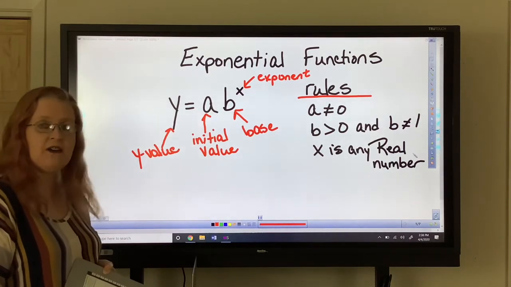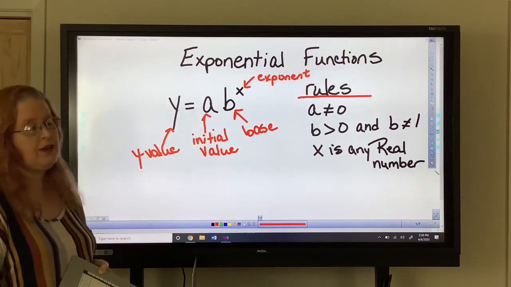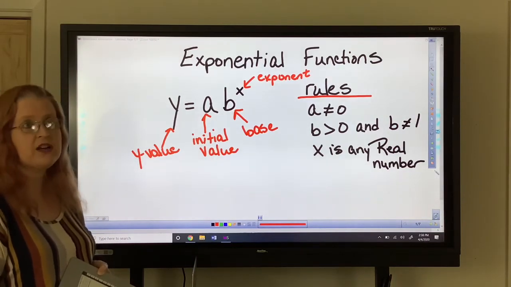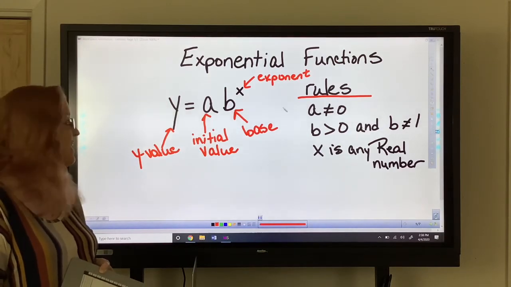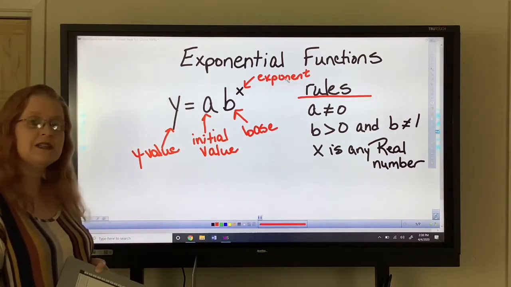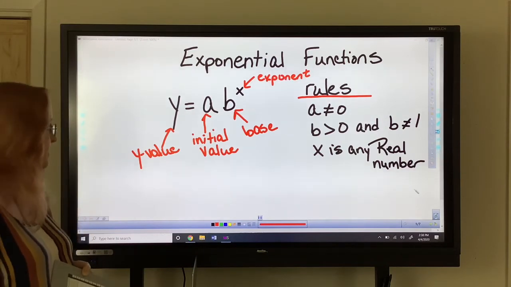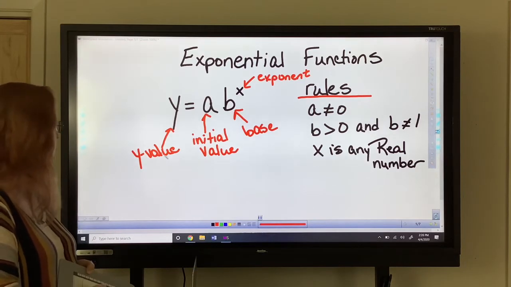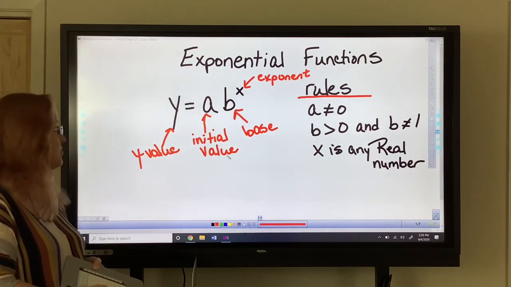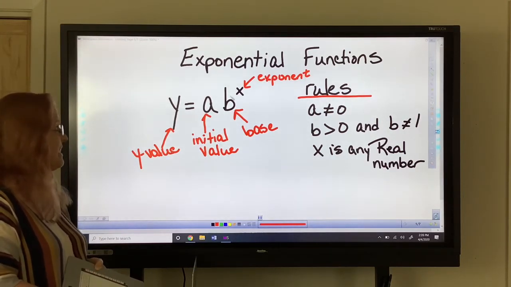And then your x value can be any real number. It can be a decimal, it can be a fraction, it can be positive or negative. It doesn't matter what your x value is. It can just be any real number. Okay? So those are the basics. Just y is your y value, a is your initial, b is your base, and x is your exponent.